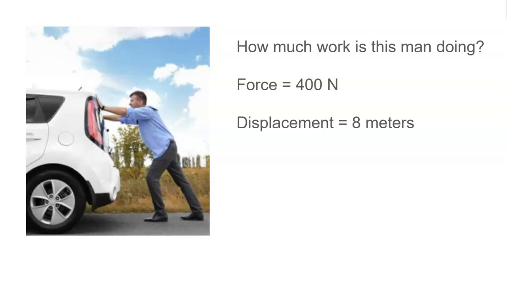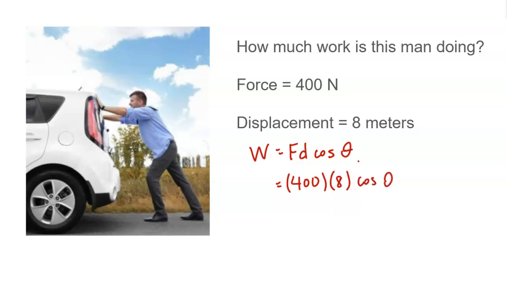So now we want to ask the question, how much work is this man doing in this problem? If he's pushing with a force of 400 newtons and pushes it over a displacement of 8 meters, we know that work is FD cosine theta. So the force is 400, the distance is 8 meters, and since it's in the same direction, it's going to be cosine 0, and that's going to be 3,200 joules.